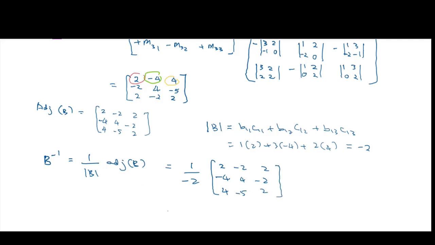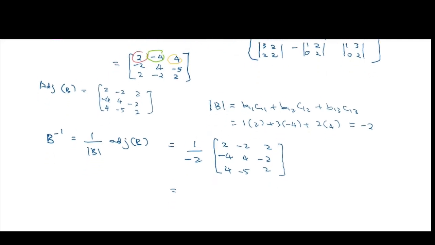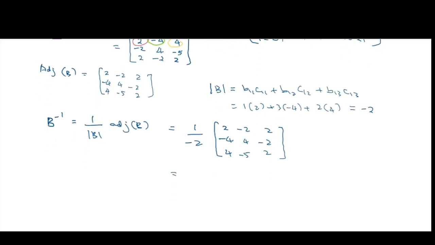Okay, and then we are going to multiply the constant inside the matrix. So we have negative 1, 1, negative 1, 2, negative 2, 1, negative 2, 5 over 2, and the last item will be negative 1. So this is the inverse of matrix B.